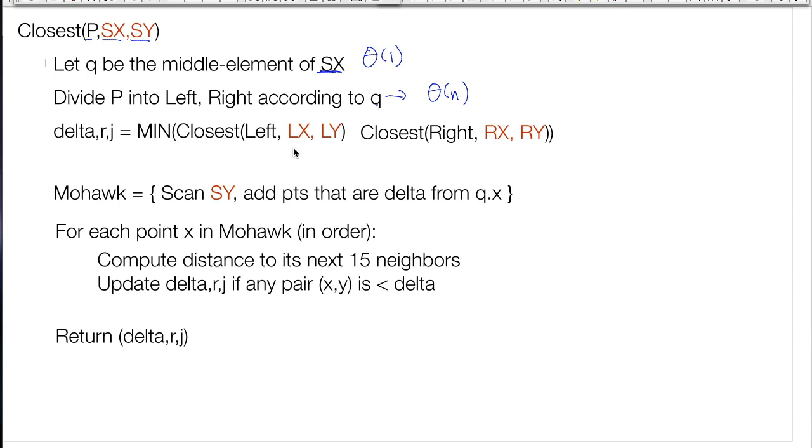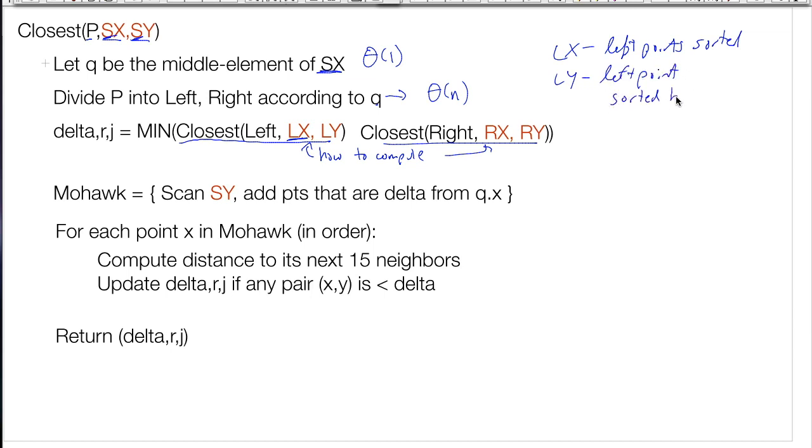And now, because our algorithm expects a sorted list in x and a sorted list in y, we have a new complication, which is how to compute Lx, Ly, Rx, and Ry. The list Lx is going to be left points sorted by x, okay? Ly is going to be left points sorted by y, and similarly Rx and Ry. We start with all of the points sorted, Sx and Sy, right?